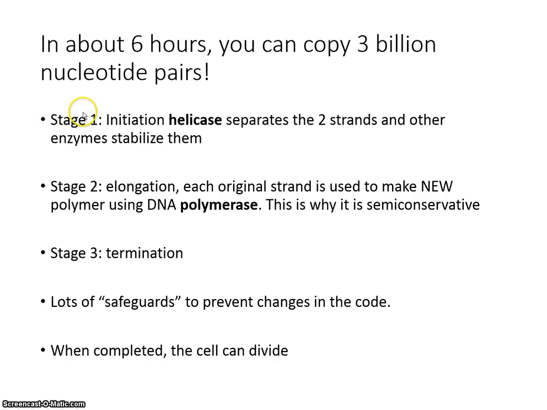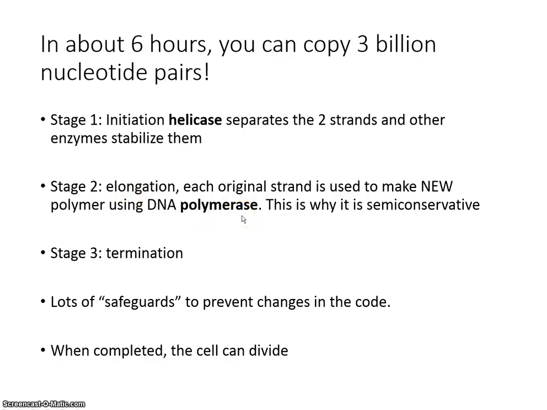I say it occurs in stages. Stage 1, right, occurs with helicase, the enzyme, right, there it is, which separates the 2 strands, and it's stabilized by a series of other enzymes. Stage 2 is elongation, so initiation starts it. Elongation is just adding new nucleotides, right?